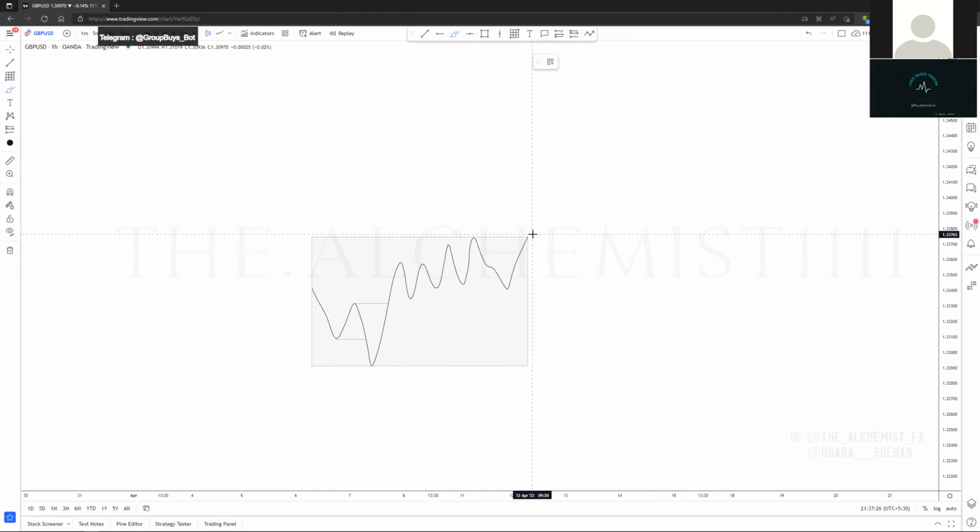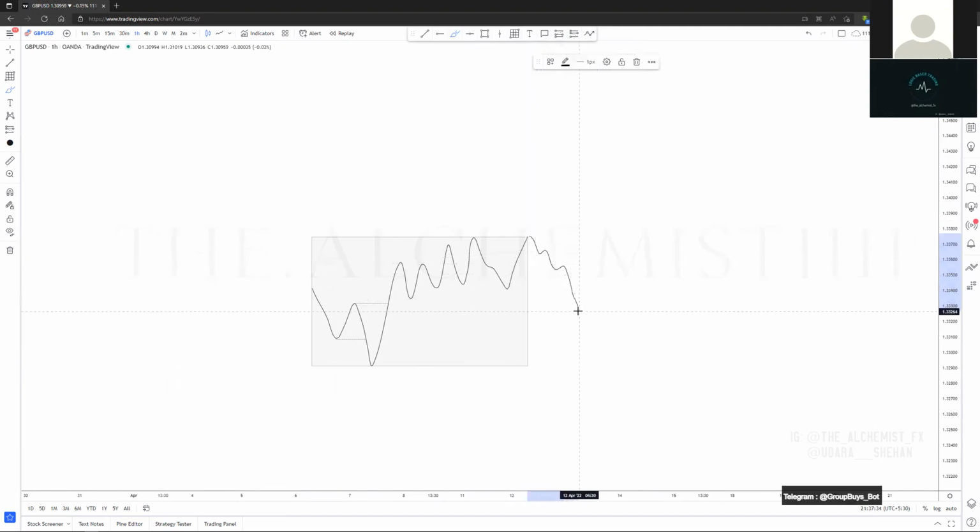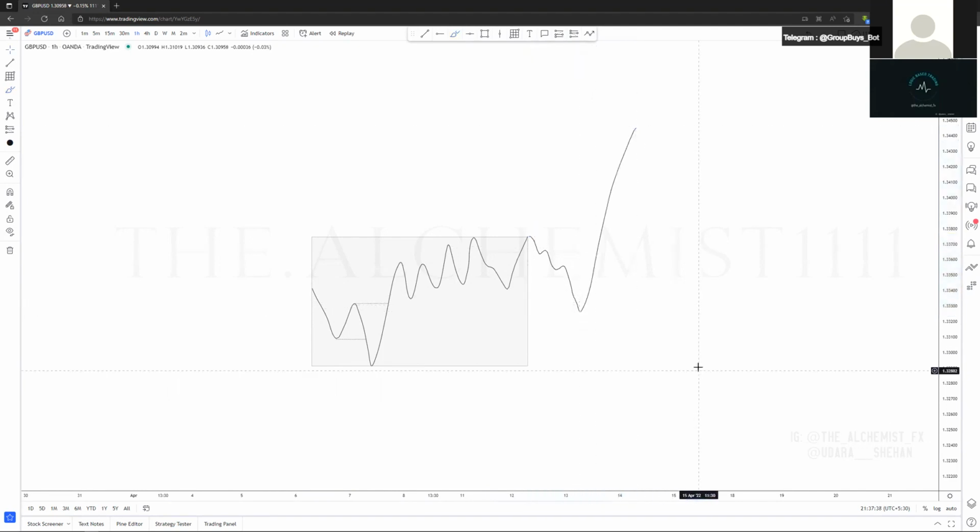London is 4 hours after Asian, I think. Let me see. Yeah, it is. Then it might come back into the midline, or the midline is only for extra confluence, and then it starts to go up, something like this. So if the Asian low is a strong low, we will not be expecting the low to get taken out. We will be expecting continuations. Can you understand that?